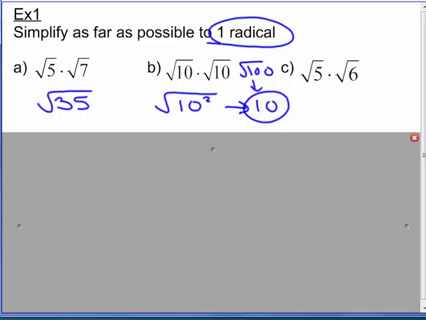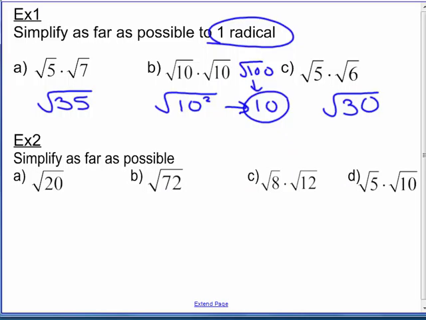And then in C, the last one, square root of 5, square root of 6. When I combine those, I get the square root of 30. Now, again, I would look and see, can I pull anything out? Can I rewrite it differently?